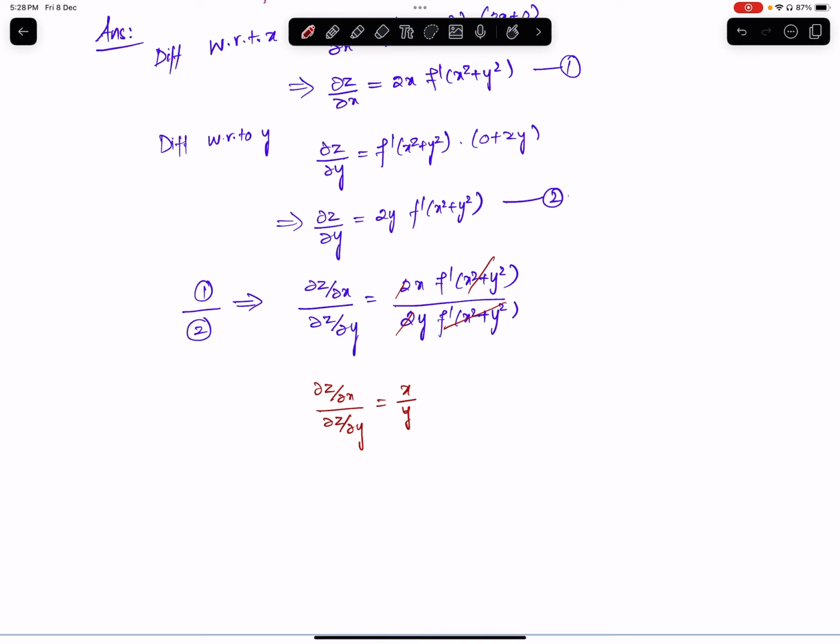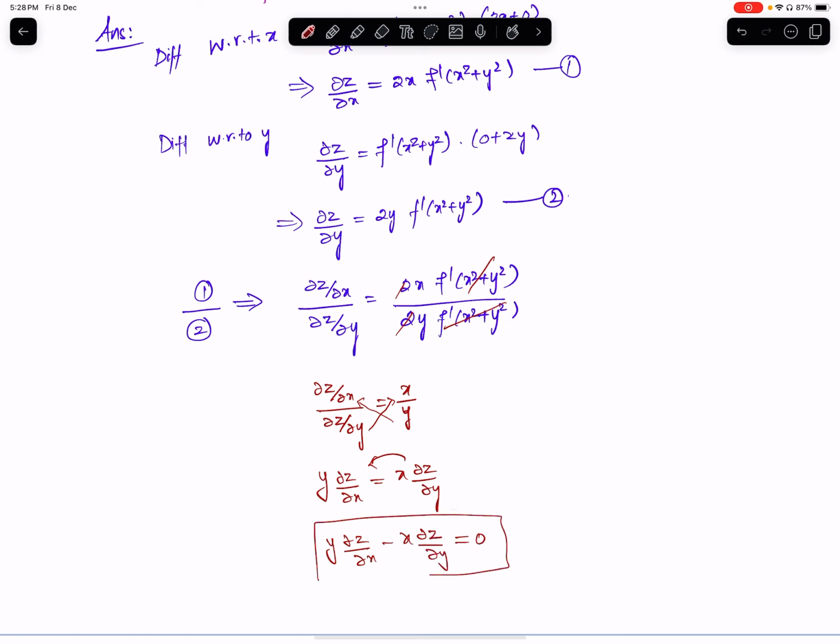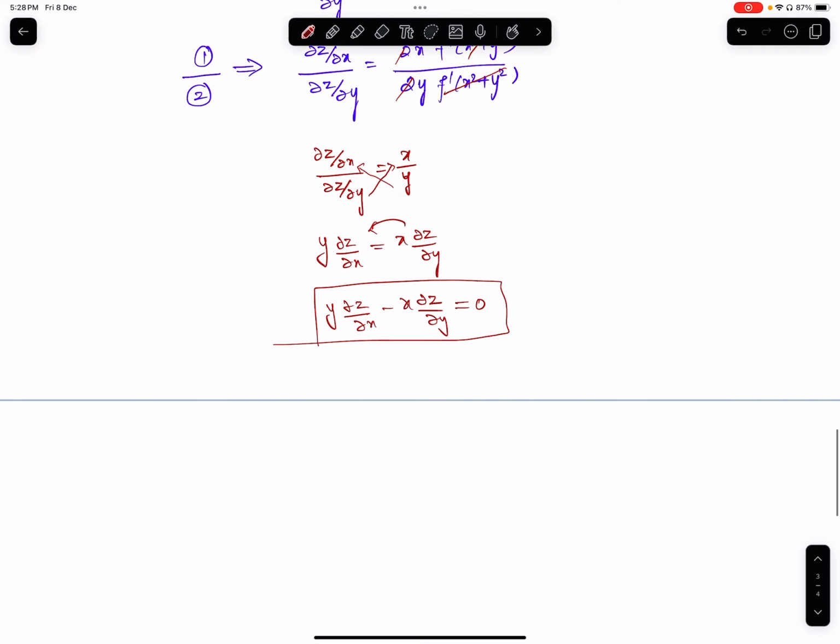After that, you can just cross multiply. If you cross multiply, what you get is y ∂z/∂x = x ∂z/∂y. Now take to the other side. So y ∂z/∂x − x ∂z/∂y = 0. Finish. This is the answer. This is the required PDE after eliminating the arbitrary function.